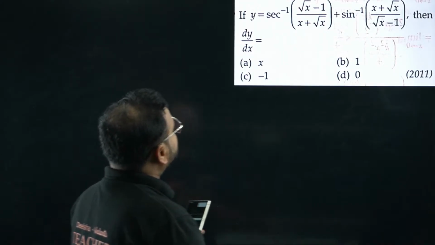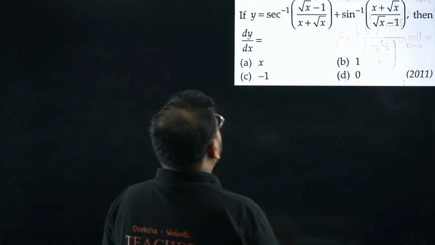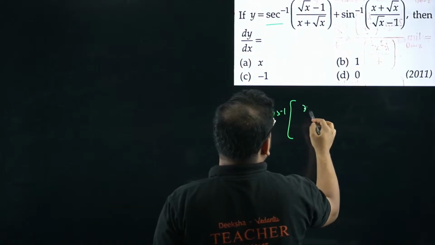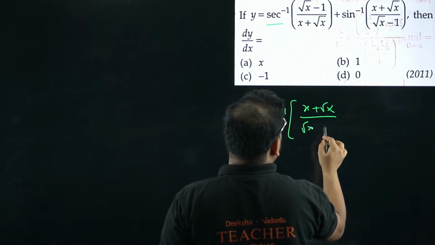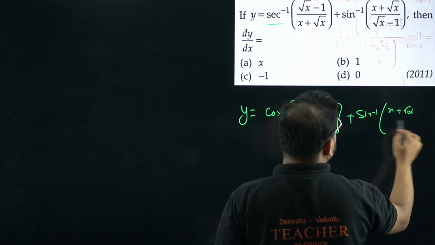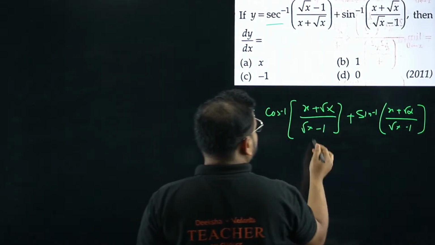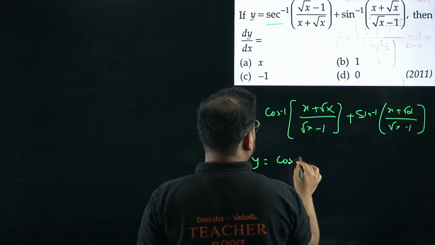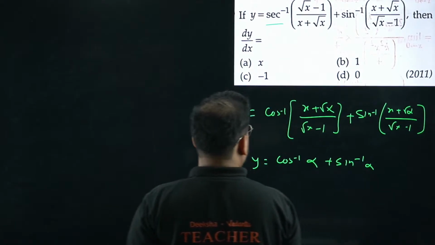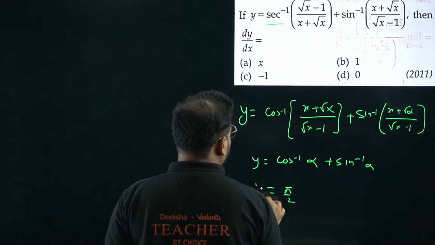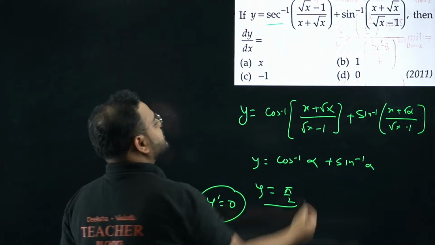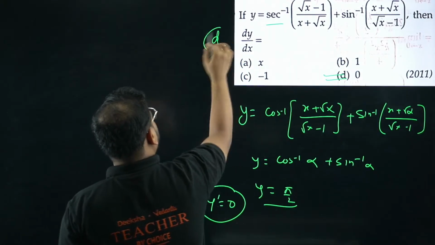Let's start. y equals sec inverse of root x minus 1. Can I convert this into cos inverse directly? I'll have y equals cos inverse of 1 upon root x minus 1, this becomes x plus root x. As it is, sin inverse of x plus root x upon root x minus 1. Check carefully. This is what, sir? y equals cos inverse of alpha plus sin inverse of alpha. Answer is nothing but pi by 2. Derivative will be how much, sir? 0. y dash is 0. It's a constant, no? Pi by 2. Answer is 0. We're using the property over here. Please check.